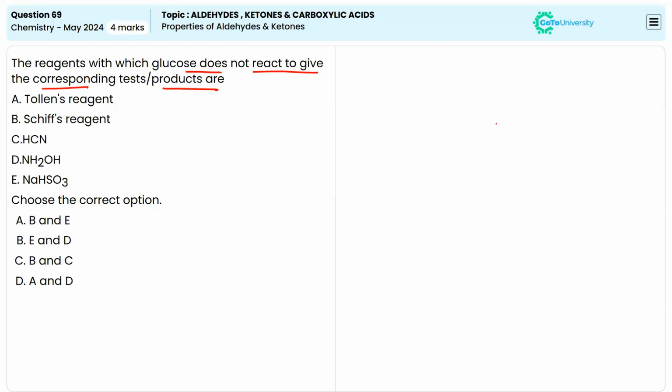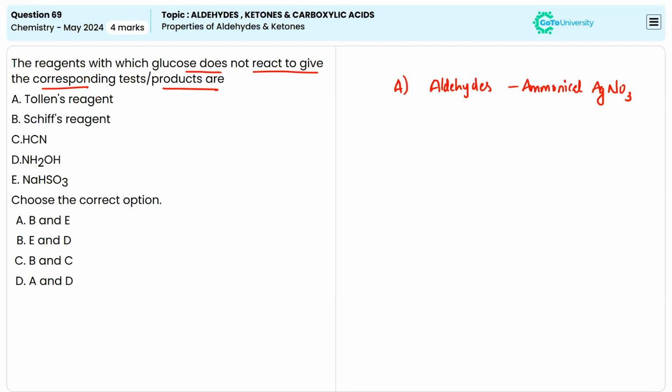Tollens' reagent is used to test for aldehydes. It is used to distinguish aldehydes from ketones, and it is an ammoniacal silver nitrate solution, AgNO3. That is called Tollens' reagent.